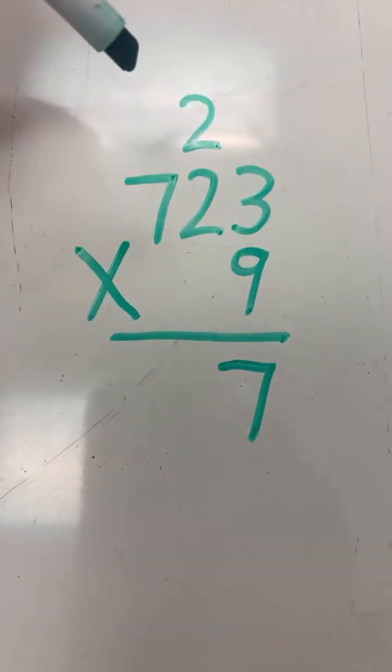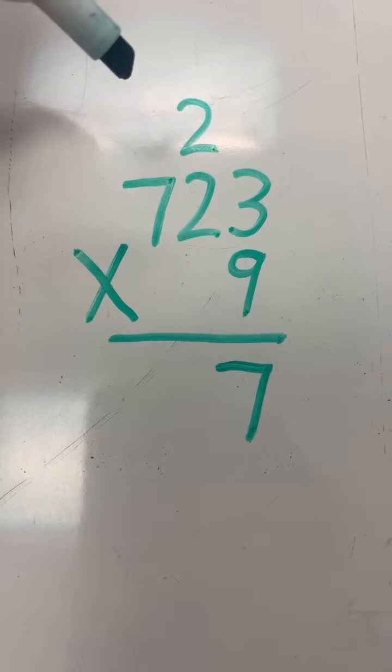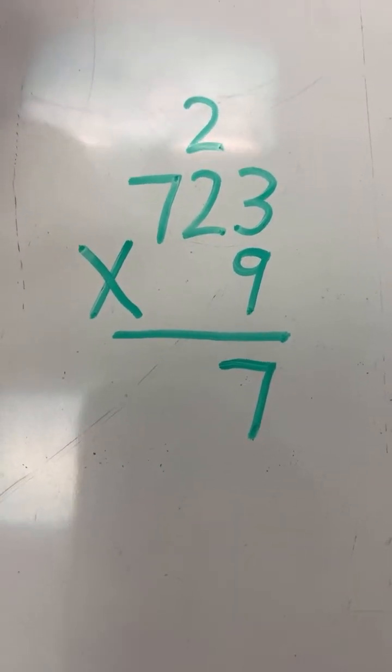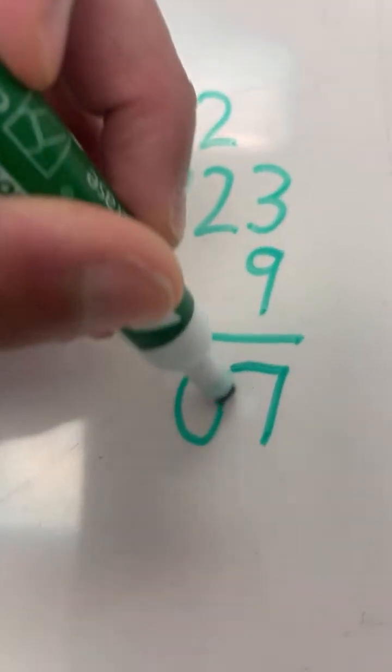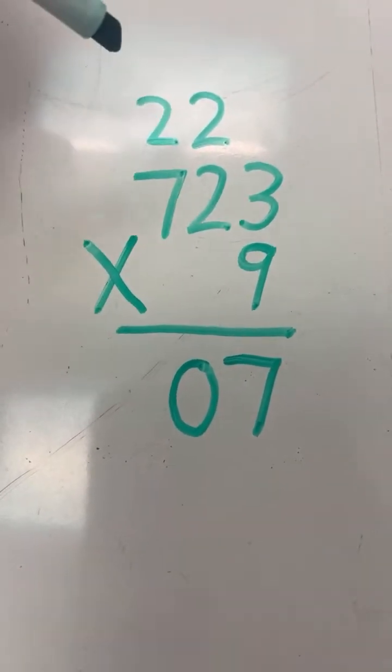2 times 9 equals 18. We have to add the 2 that we carried over. 18 plus 2 equals 20. Again, we need to regroup. The 0 in 20 goes in the tens place. The 2 in 20 gets carried over to the hundreds place.